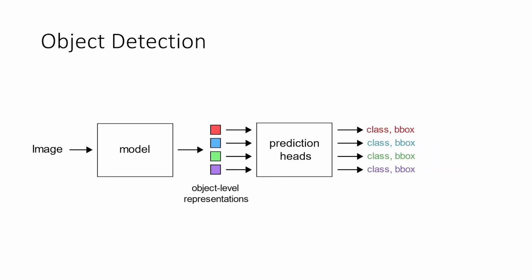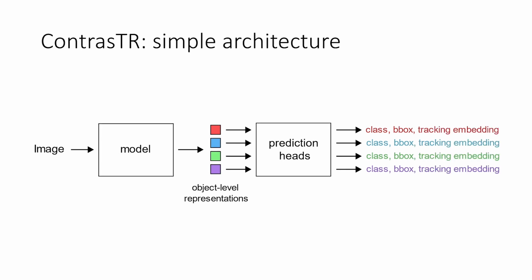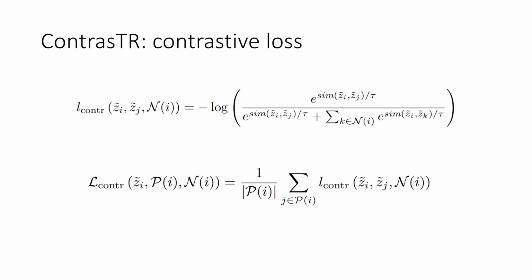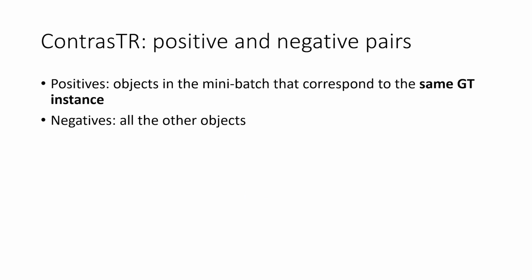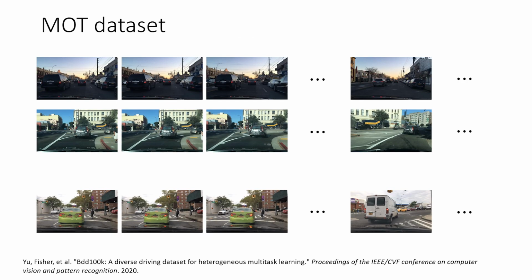Starting from DETR, we add a projection head to predict so-called tracking embeddings in which we will encode instance-level features. Those representations are trained with a supervised contrastive loss, which is then averaged over the set of positive pairs for each instance in the mini-batch. More specifically, the positives are objects in the mini-batch that correspond to the same ground truth instance, and the negatives are all the other objects in the mini-batch. Let's now see how we can build such a mini-batch.